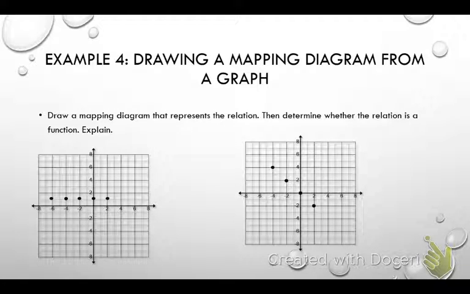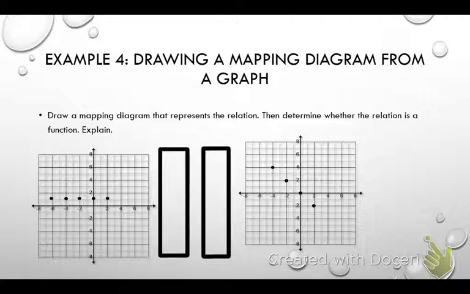All we're going to do here is make an input-output table, a mapping diagram, from the ordered pairs, and we're going to match them up to determine if it's a function. Remember, we only have one rule to say whether or not it's a function. All right, so here we go. You do not have to draw the graph, but you do need to draw the mapping diagram.